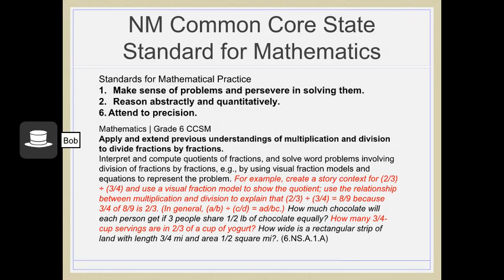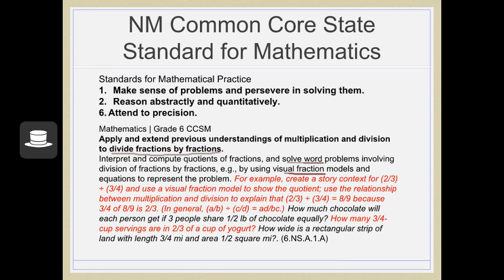In this thread we'll be looking at the Common Core Standard for Grade 6, 6.NS.A.1, which is one of the most complex ideas students come across, and that is dividing fractions by fractions. We'll be working with a couple of word problems and also using visual fraction models. There are two threads for this standard.